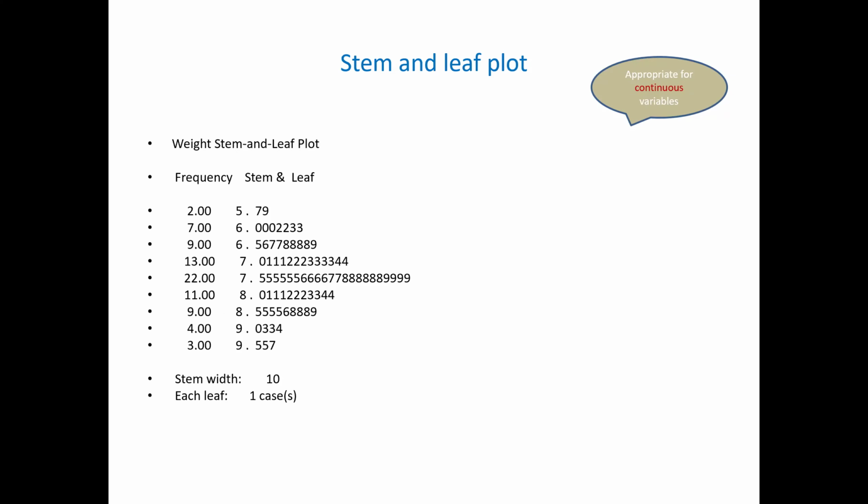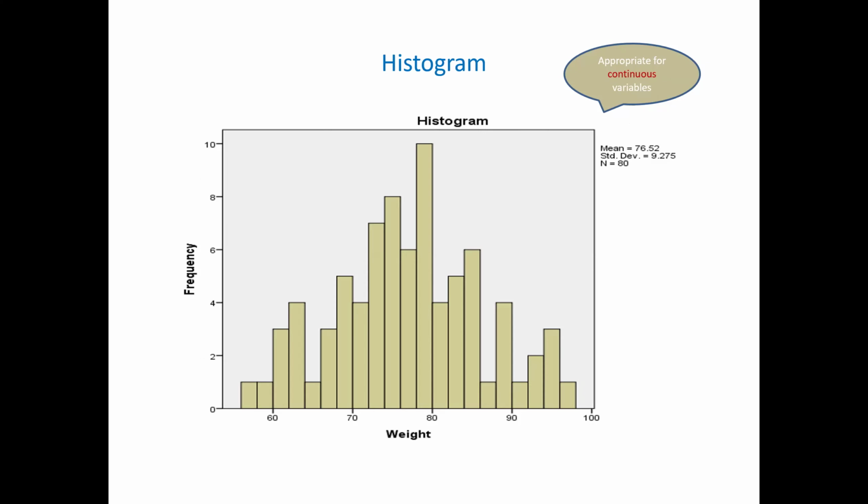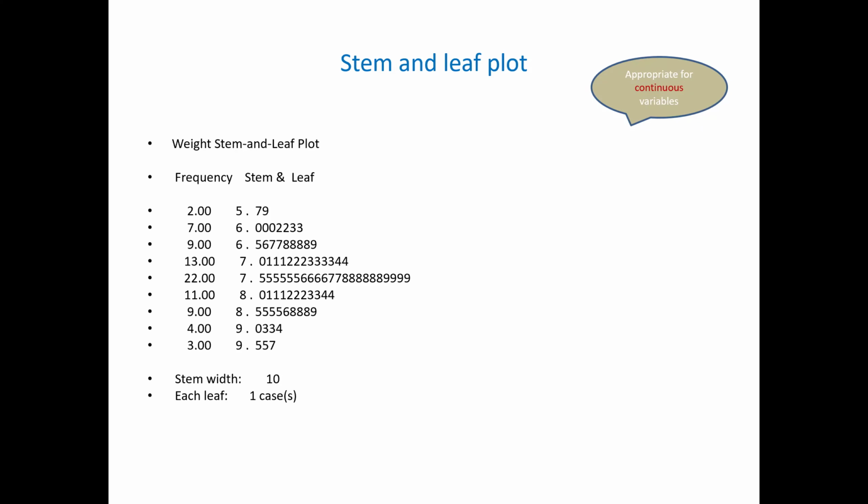Because if you publish this in a journal now, histogram just shows you the shape. But with stem and leaf, the person reading your journal has access to the data set for that variable. You can copy it out. So what do I mean? Look at this now.